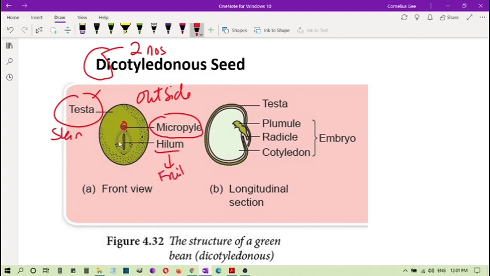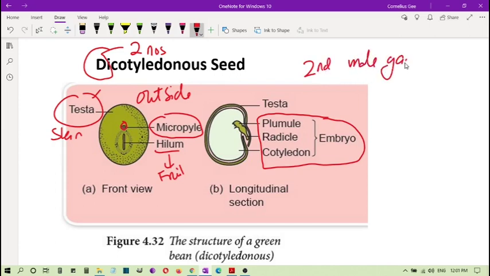Now, if you cut open the seed, you'll find the embryo. The embryo must be these three parts together: the plumule, the radicle, and the cotyledon. This one actually comes from the fertilized ovule. As I said, the second male gamete actually goes and forms the cotyledon, and this cotyledon will be important during the growing process.